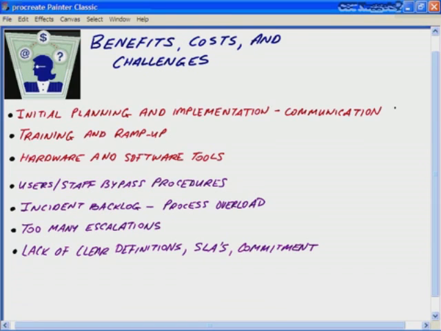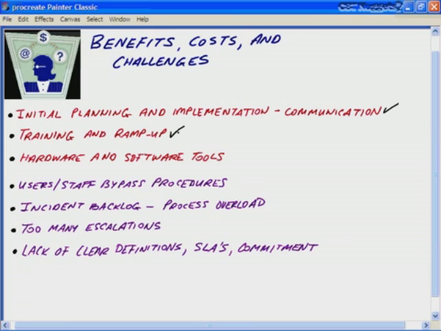Of course, all of this comes at a price, okay? There's going to be initial costs in time, in monies, in personnel resources for the initial planning and implementation of incident management in your service desk. You'll also need to have a communication infrastructure in your service desk for this particular IT service. There's going to be a training process of training from the top down. Also, a training and ramp up period you need to take into consideration. This could add some downtime to your organization.